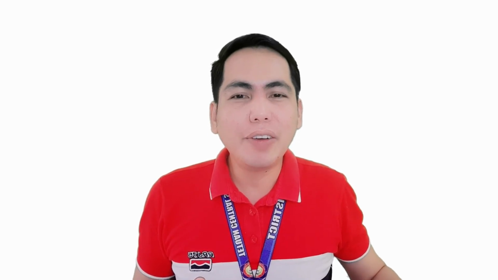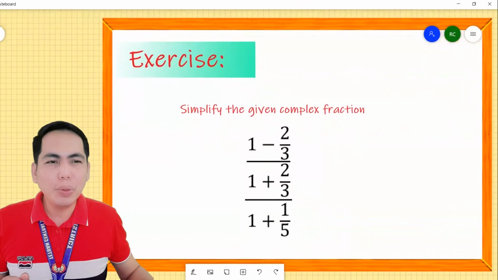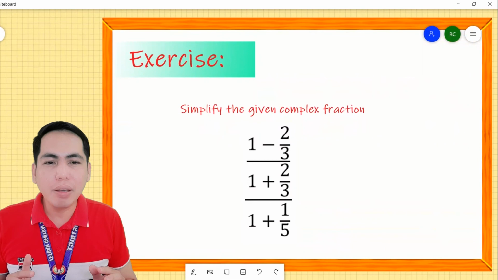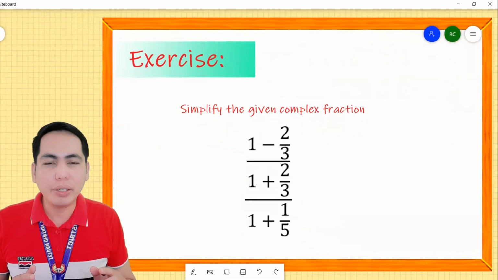Now, it is your turn to answer the following exercise. All you have to do is to simplify the given complex fraction following the suggested 3 steps in simplifying complex fraction. When you are done answering, you can comment your correct answer on the comment section found below.